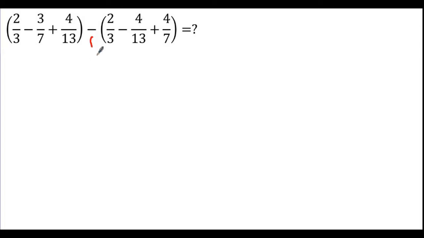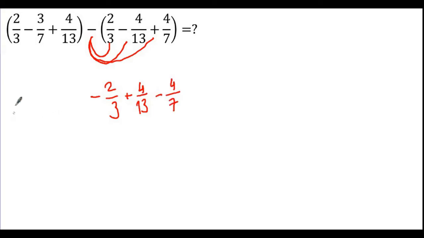So I'm going to multiply minus by 2 over 3. I'll get minus 2 over 3. Multiply minus by minus 4 over 13. So minus times minus is plus. So it is plus 4 over 13. And I have minus times plus 4 over 7. So it is minus 4 over 7. So let me write these numbers as well. 2 over 3 minus 2 over 7 plus 4 over 13.